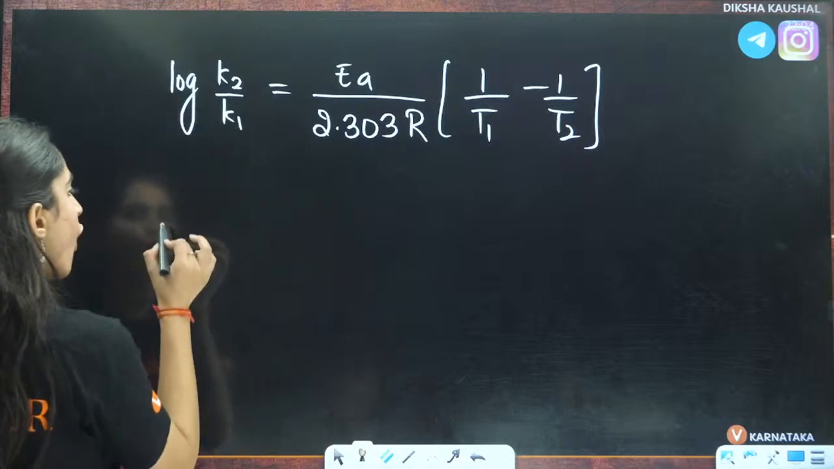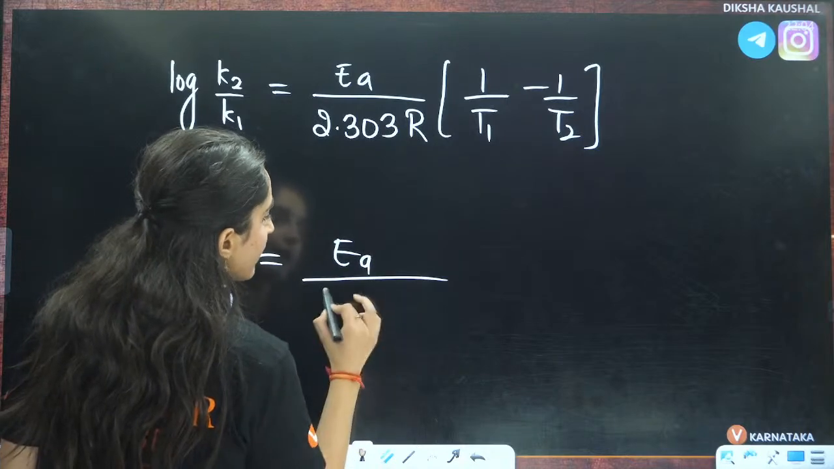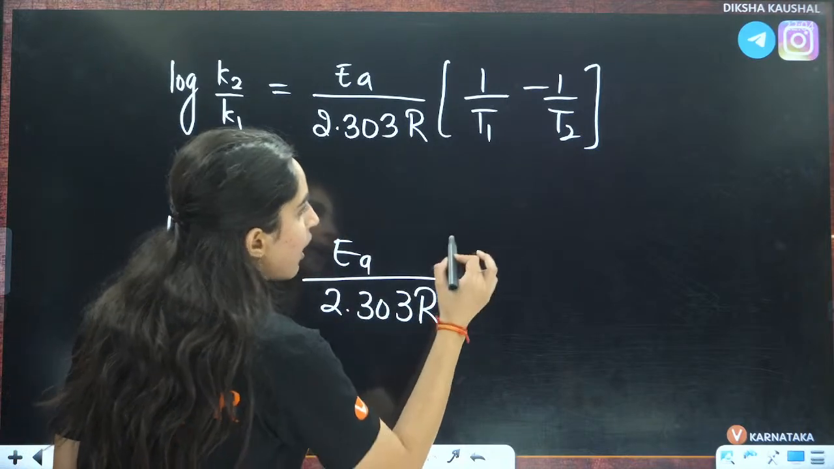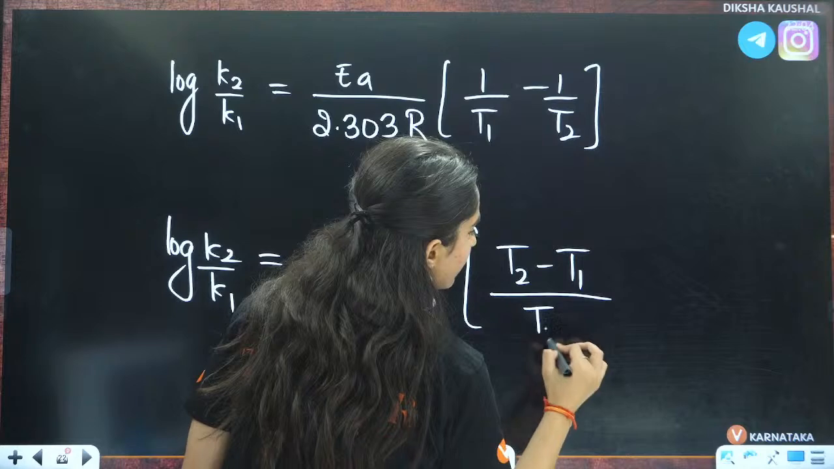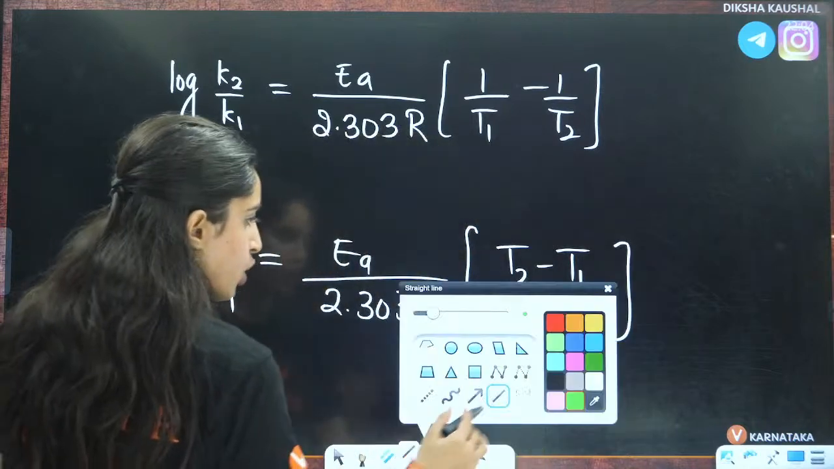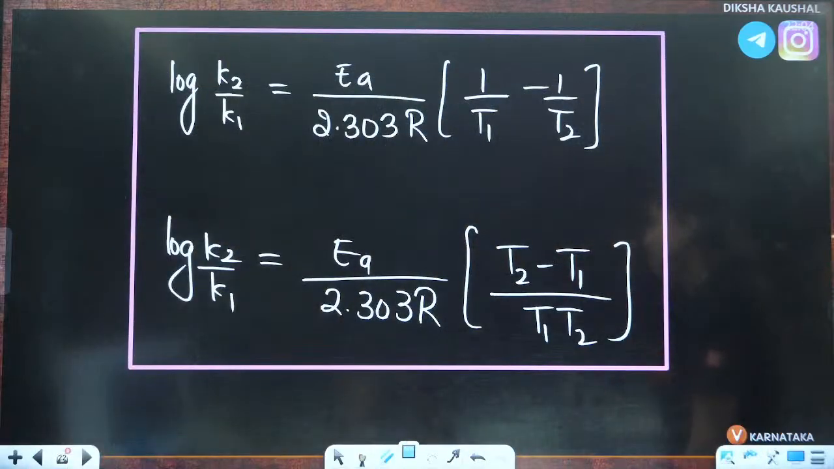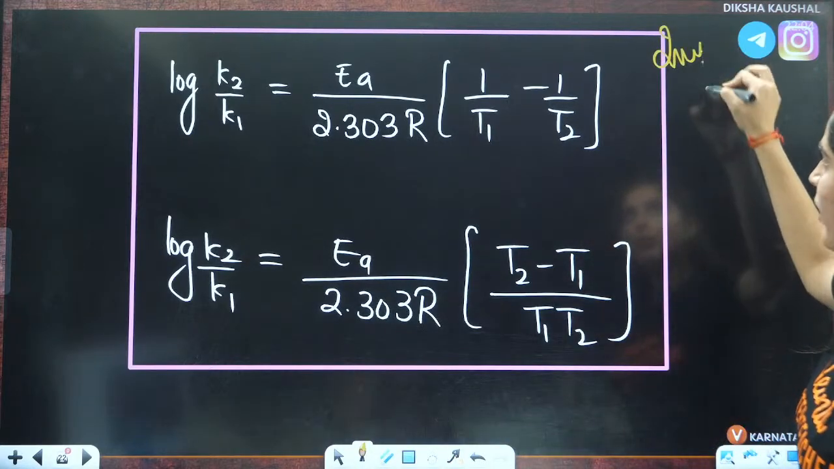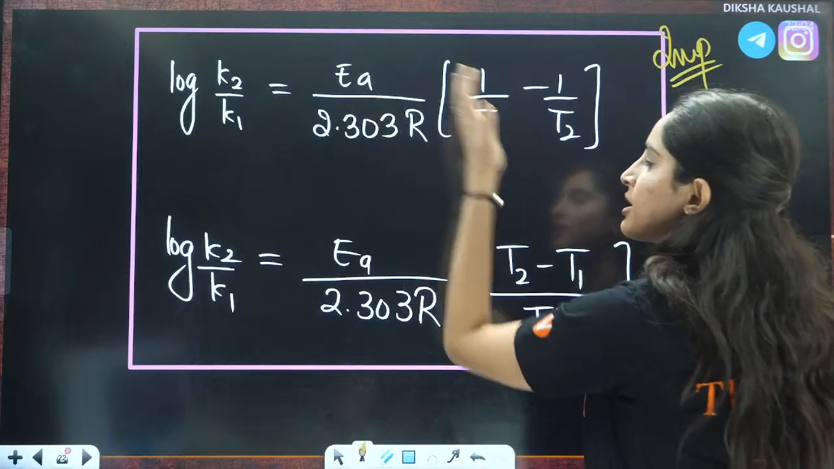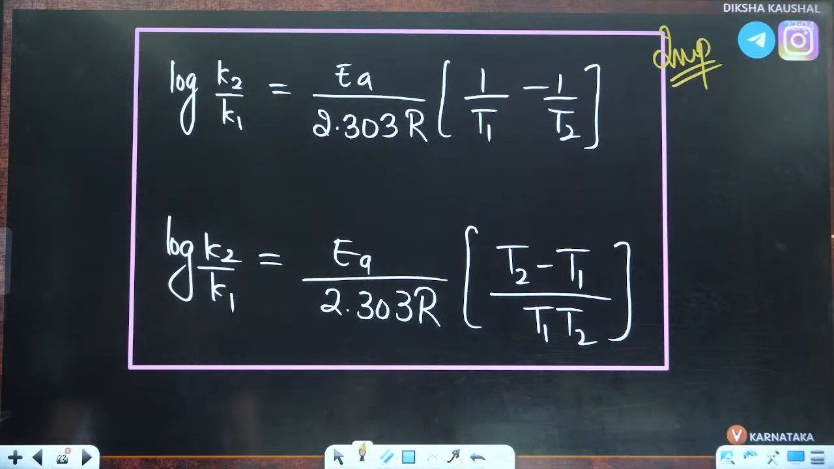You can remember this, or you can remember log K2 by K1 equals Ea by 2.303 R, into T2 minus T1 divided by T1 into T2. Okay, students? This is your second very, very important formula and a question can easily be asked. Most probably they will ask you the activation energy from this. Okay?